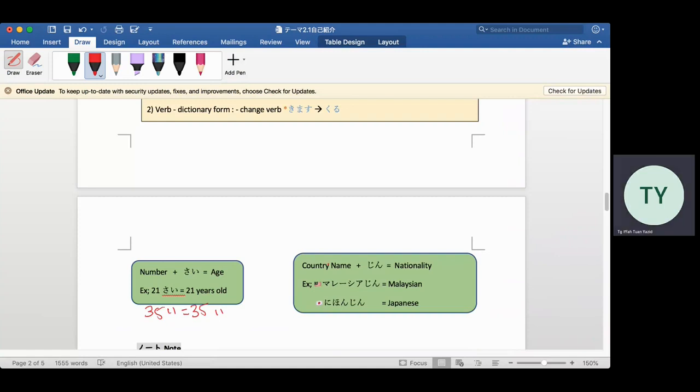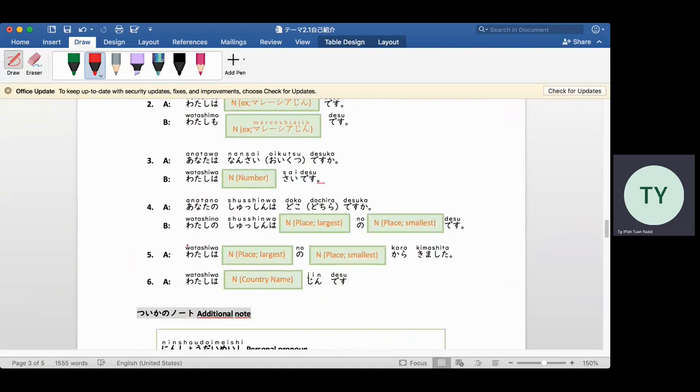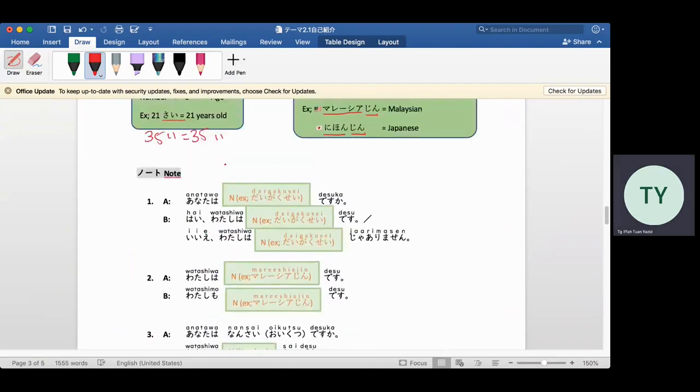Next is country. For Jin, it means nationality. Country name plus Jin is nationality, warga negara. Example, Malaysia plus Jin becomes Malaysian, warga negara Malaysia. Nihon, the country name meaning Japan, plus Jin becomes Japanese, warga negara Jepun. Country name plus Jin means nationality. So you can do number 1 until 6. You can practice using these phrases.